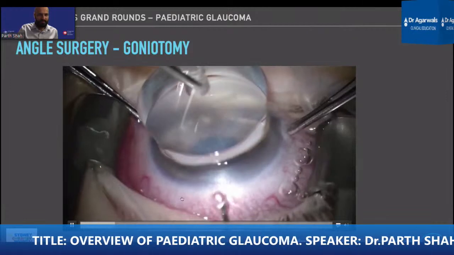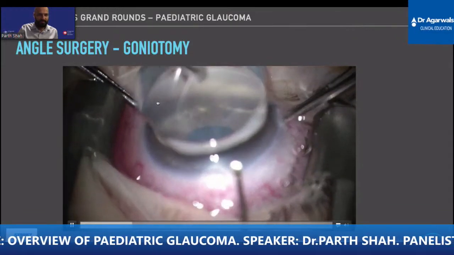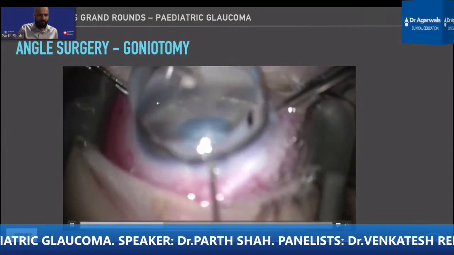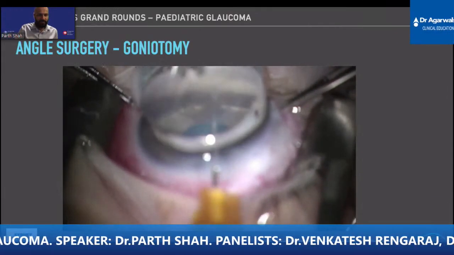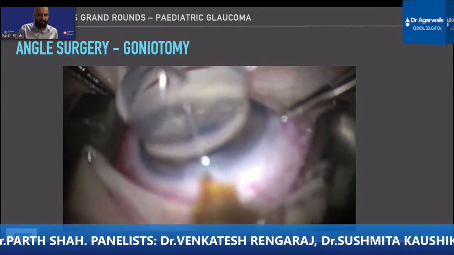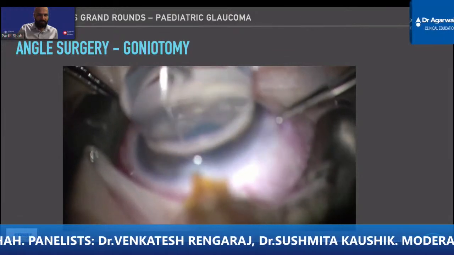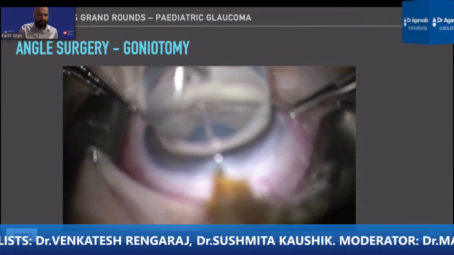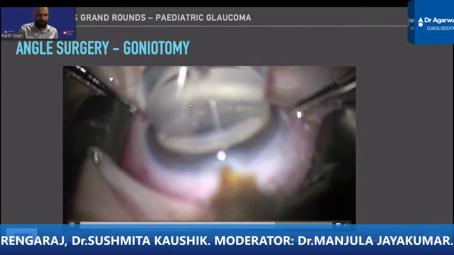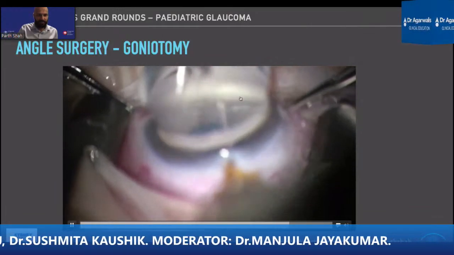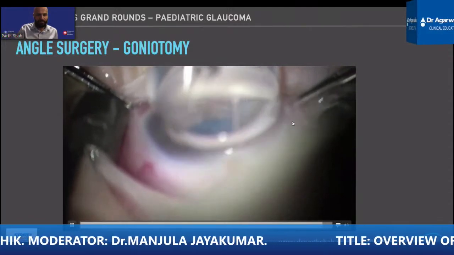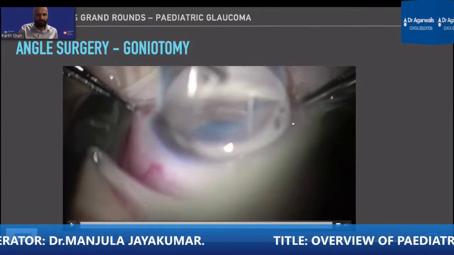So this is a lens entering with a 25 gauge needle and crossing the eye. And hopefully you can see that it's incising tissue, you can see that the iris root is falling away. A little bit of bleeding is expected and helps us to know that we're in the right area.